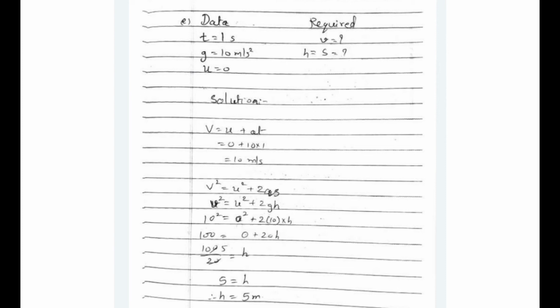So you have 100 is equal to 0 plus 20h. So that will become 20h. So what you do now, this 20 you take on the left hand side, so 100 upon 20 will become h. Now 100 upon 20 is 5, so our h is 5, correct? So with the units, if you wanted to write, h is equal to 5 meters.